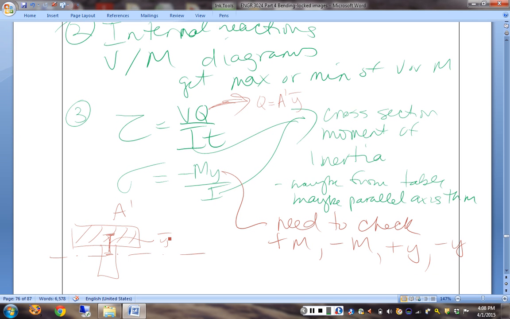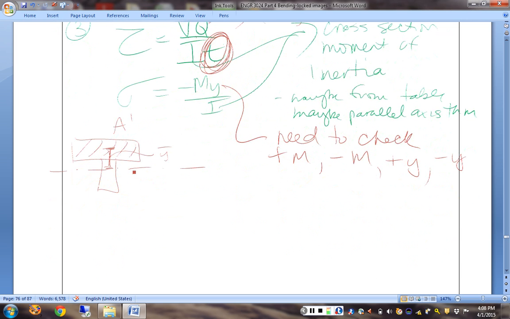And what about this? Is that going to be this guy or this guy? It's this guy. It's the thickness of the actual material that would shear. All right, so that gets us through finding out the shear stress, or the stresses. We may have shear stress. We may have normal stress.